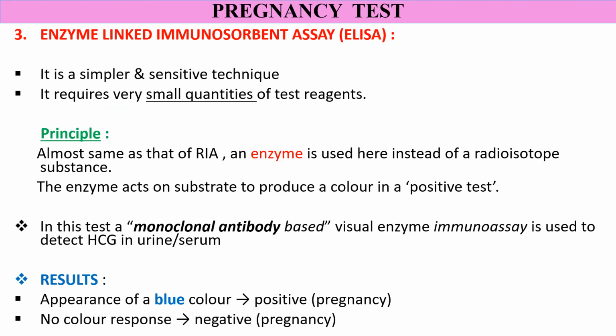Another popular method for test of pregnancy is by using ELISA. It is enzyme-linked immunosorbent assay. It is a much simpler and sensitive technique and requires very small amount of the test reagents. It works on the principle similar to radioimmunoassay. The only difference is use of an enzyme here instead of a radioisotope. The enzyme acts on the substrate and gives a color reaction in case of a positive test.